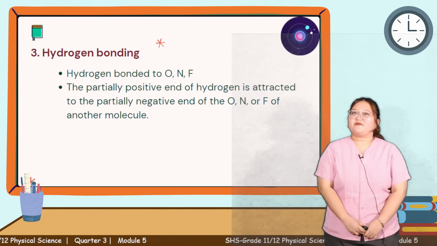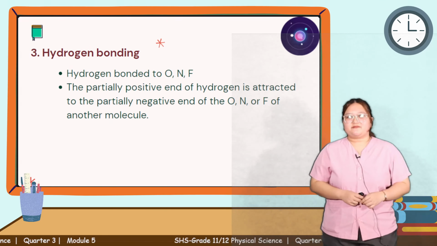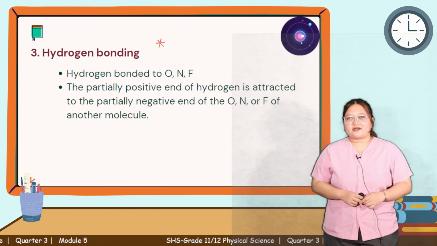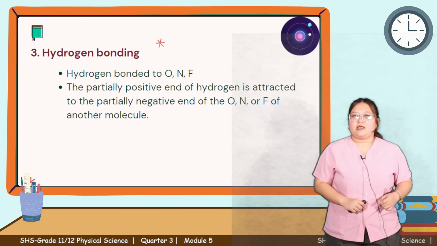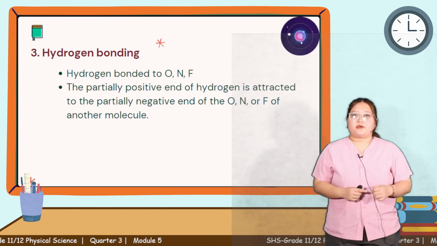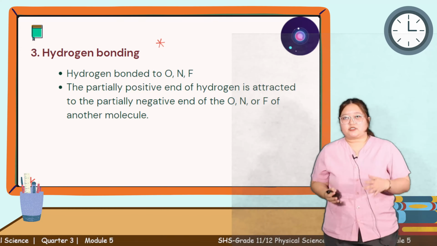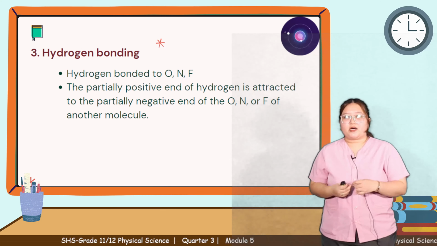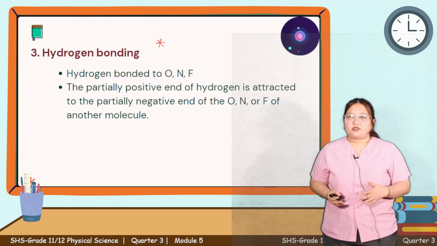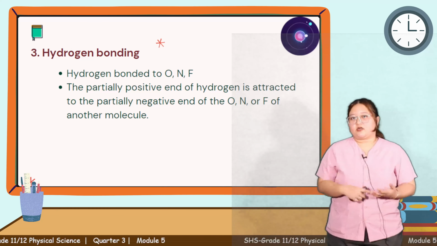Okay, moving forward, we have the third and last general type of intermolecular forces. We have the hydrogen bonding. So hydrogen bonding is a special kind of dipole-dipole interaction. Take note of that. And it occurs specifically when a hydrogen atom bonds together with an atom of either oxygen, nitrogen, or fluorine. Okay.